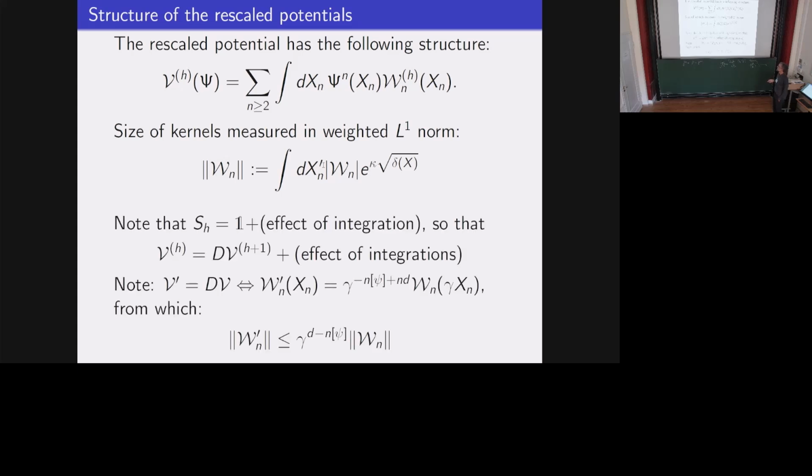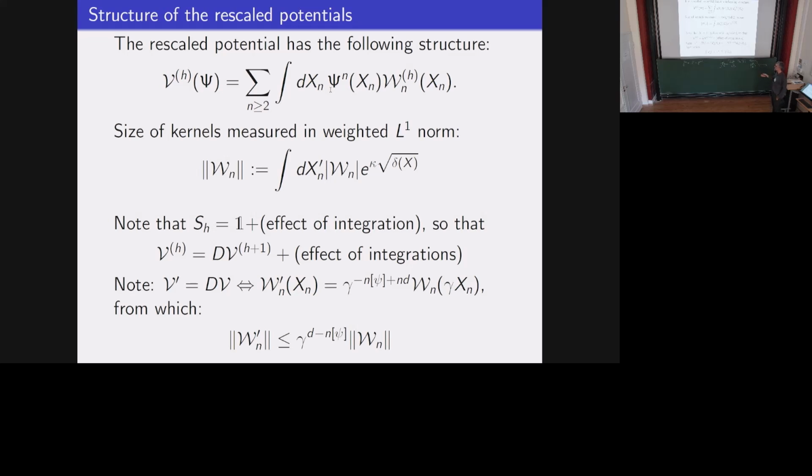So you can now wonder how the iteration of the RG map affects the size of the kernels. So this is also something complicated, because in principle you have to answer this question. You have to compute the full map from a collection of W's to a collection of W prime, which one can do, but is not so straightforward.